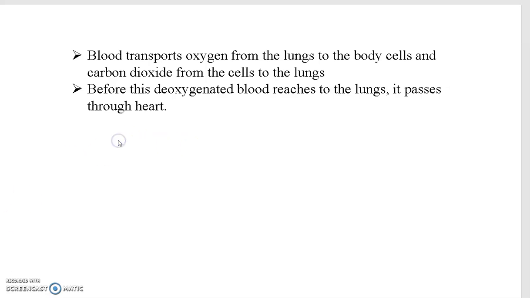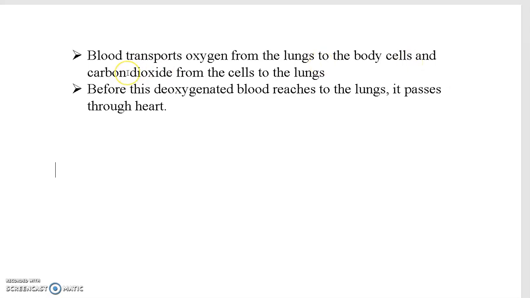Hi everyone. Till now we talked about blood, then we also talked about heart, and types of blood also. When we were discussing blood, we saw that one of the main functions of the blood is to transport oxygen from the lungs to the body cells.